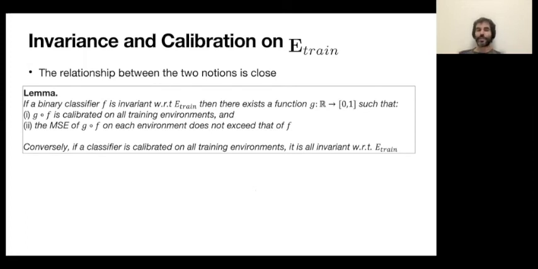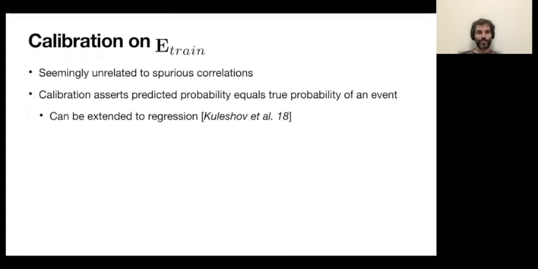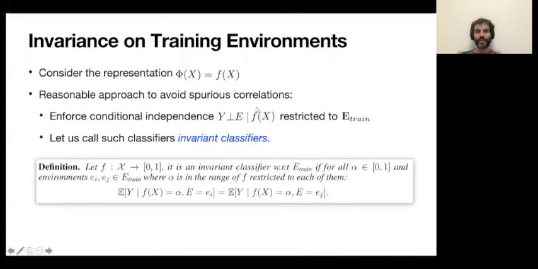But this gives us something interesting, because I'll just remind you what invariance was: Y is independent of E conditioned on f of x, which is a nasty optimization problem and a nasty notion even to test. Calibration is something that there's about 40 years of literature about. Calibration is something statisticians have been looking at forever. And now we're saying these two are basically equivalent. So we can use calibration to get at invariance.